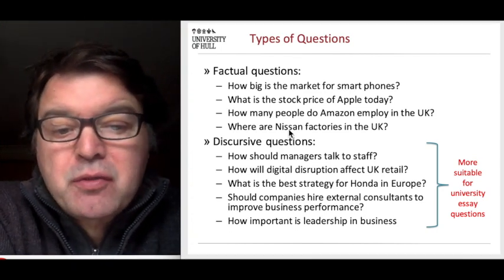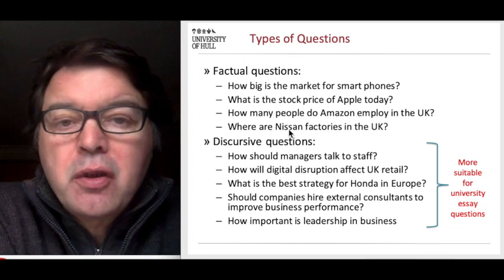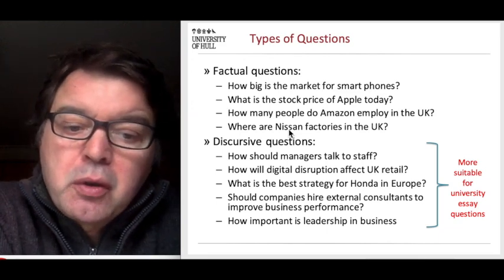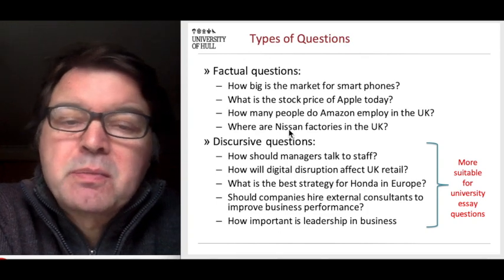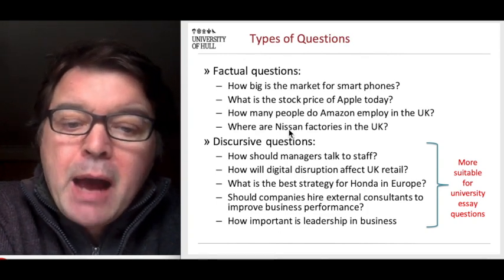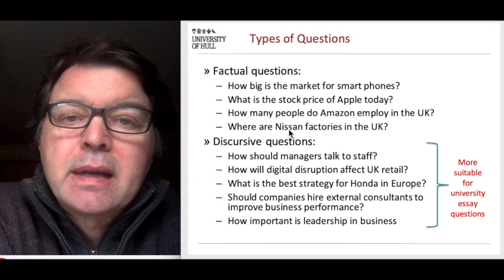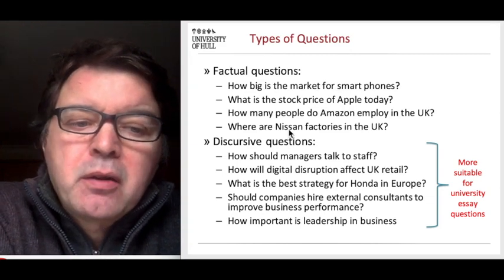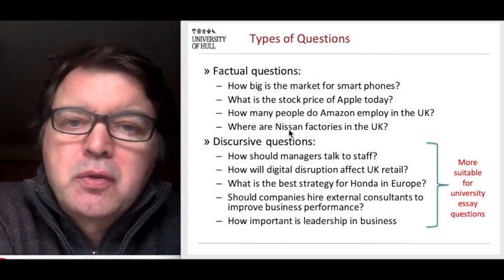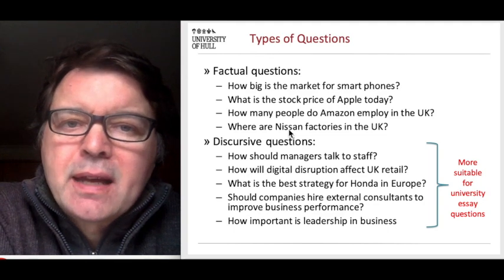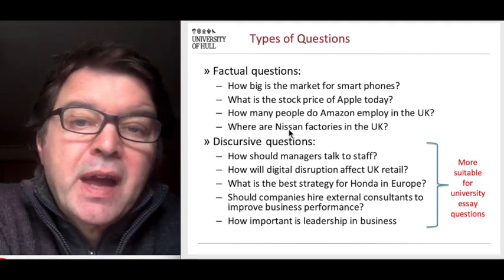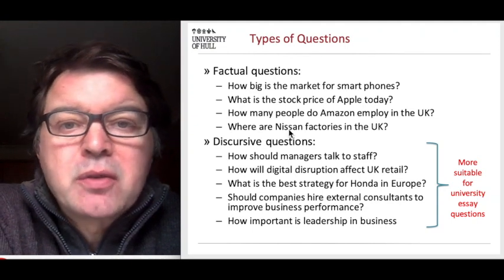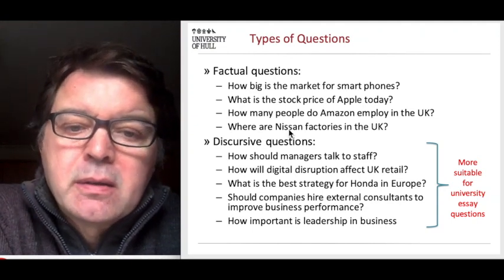What is the best strategy for Honda in Europe? Should companies hire external consultants to improve business performance? How important is leadership in business? Now, these are more suitable questions for essays. Notice that they are discursive, and because of that, there in principle is no right or wrong answer.